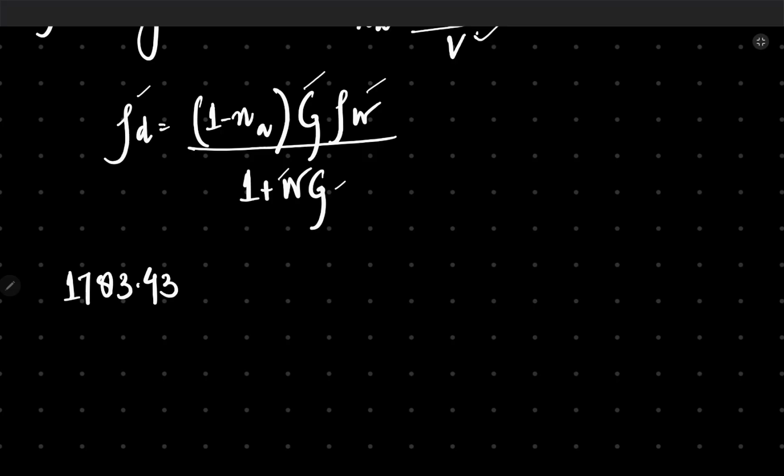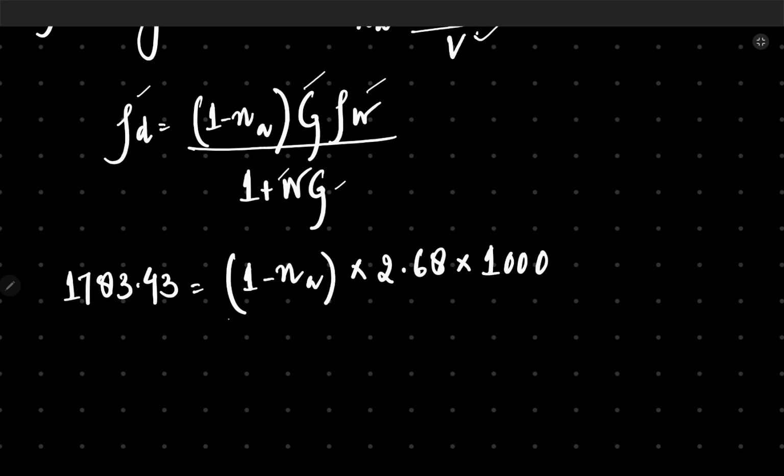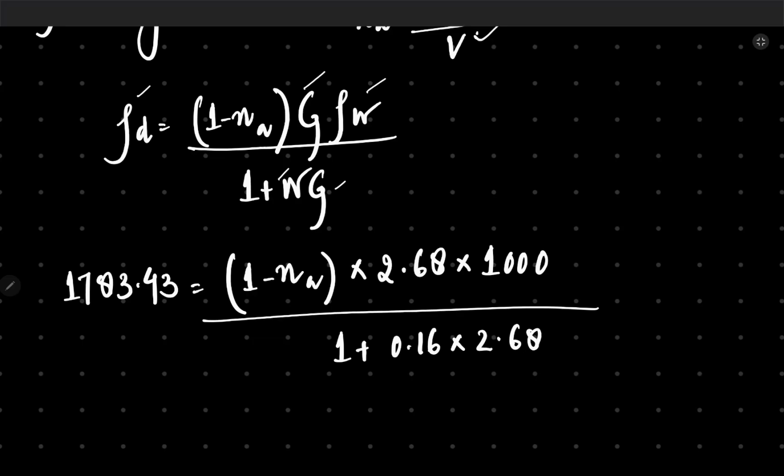1783.43 kgs per cubic meter. This is 1 minus Na. Na we have to find. G is 2.68. Density of water is 1000 kgs per cubic meter. 1 plus water content is 16% and G is 2.68.